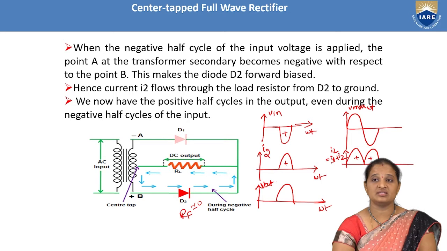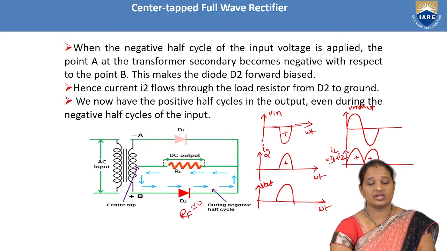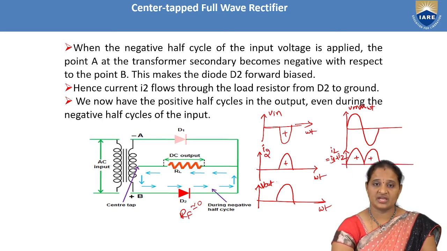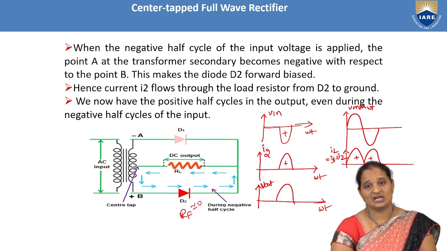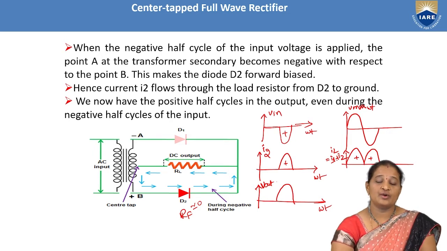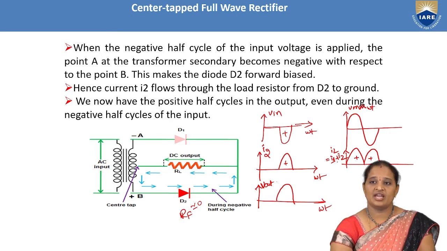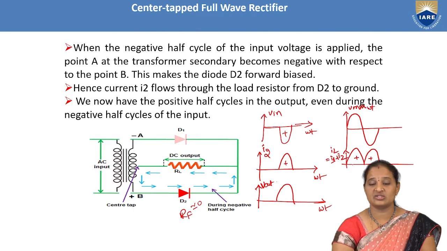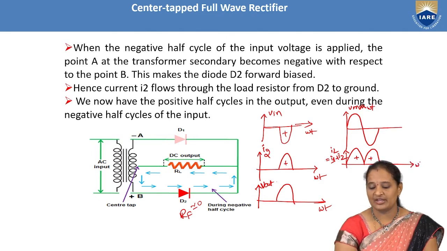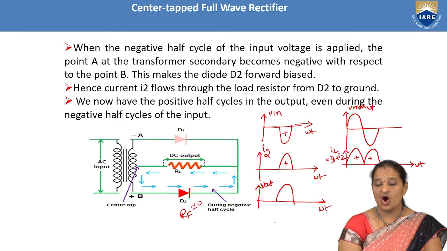Current I1 is the current flowing through the load resistor during the positive half cycle of input, whereas I2 is the current flowing through the load resistor during the negative half cycle of input voltage. And hence IL is equal to I1 plus I2. And similarly, the output voltage is also what we are going to get.